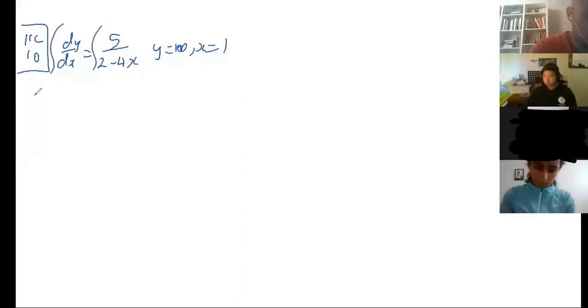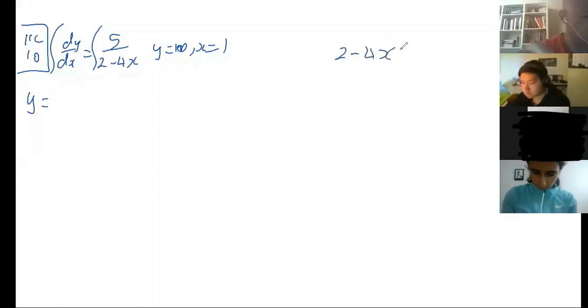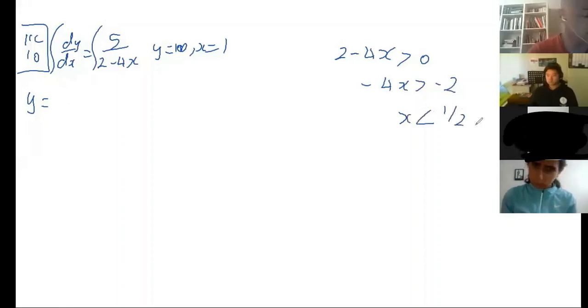Okay, so the same thing, I'm going to integrate these. So, integral straight away. So I get y equals. Now the first thing we need to work out is which one am I going to use? Down on the right hand side of the screen, I'm going to write my 2 minus 4x. I'm going to put it equal to 0 and solve for it. So negative 4x is greater than negative 2, so x is less than a half. So I'm going to use the one that's the less than one. The 5 is just a constant, so out comes the 5. There we go.